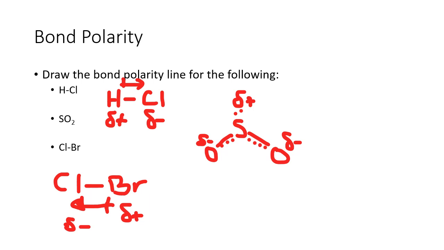Okay, so then we look at chlorobromide, or actually bromochloride. Bromine is less electronegative than chlorine, so we point toward the chlorine. The partial negative goes on chlorine, the partial positive on bromine. And again, I'm just using the trend for up and right as far as electronegativity is concerned.